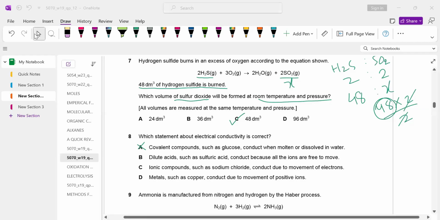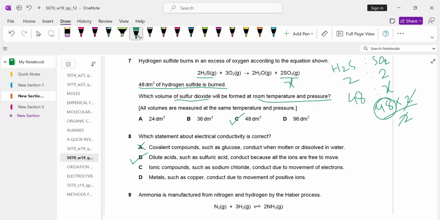As you all know, electrical conductors have free ions or free electrons to conduct electricity. So option B says the dilute acid such as sulfuric acid conducts because all the ions are free to move. Yes, this statement is correct, as when sulfuric acid is dissolved in water, it gives H ions and SO4 ions.